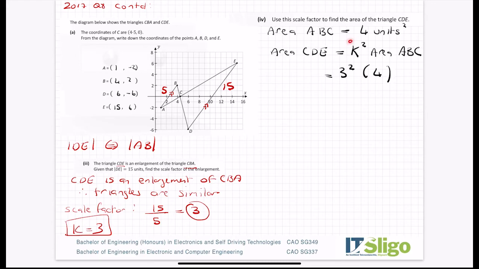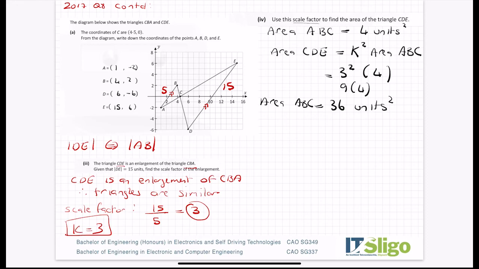Where did I get that? Well, K is the scale factor, which we got to be 3. And the area of ABC was 4. So 3 squared is 9 fours. So it's 36 square units or units squared. Okay, so that's how you use the scale factor to find the area of the enlarged triangle. That K squared is the link. Okay, so that's what that question meant. Use the scale factor to find the area of the triangle.